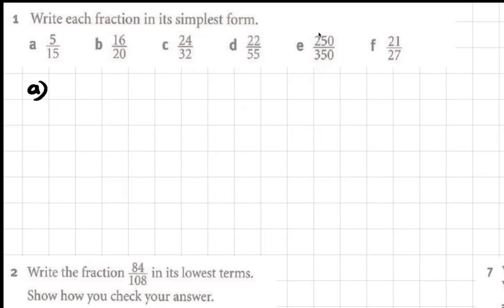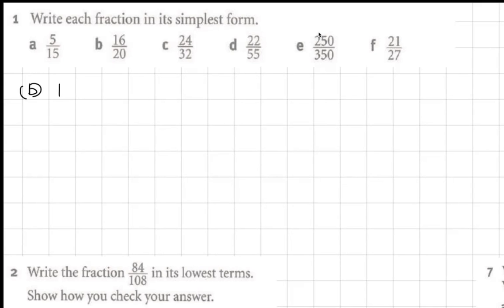So A, we have 5 over 15. So you need to see what are their common factors. So it's divisible by 5, divisible by 5. So you get 1 over 3. So this is your answer for A. Answer for B. Let's look at B.